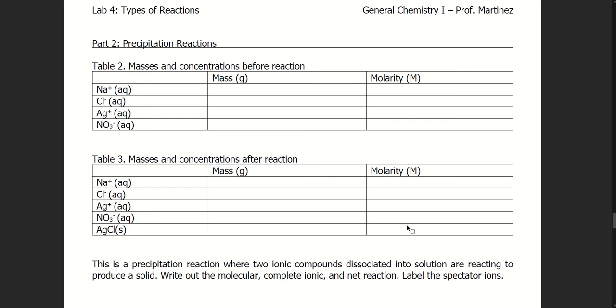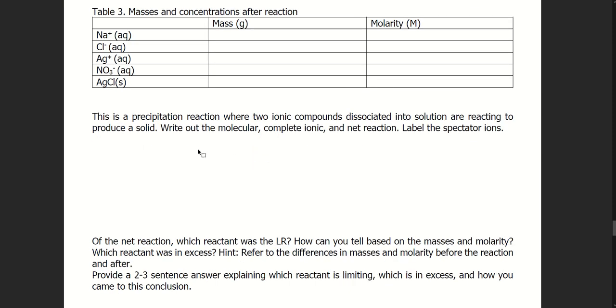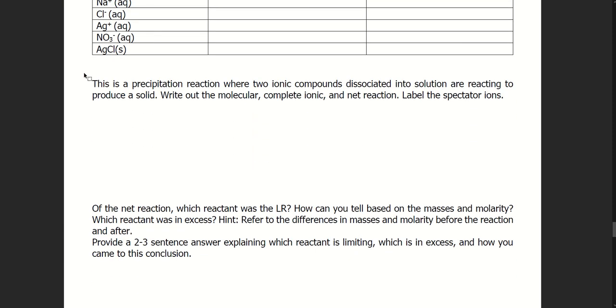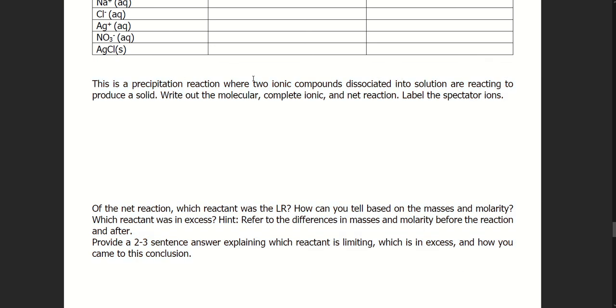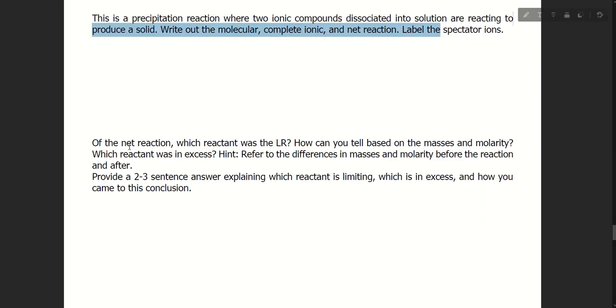That's the information that you're recording here, after that last step. Now from there, you're doing some follow-up work. So you're determining which one was the limiting reactant. You're writing out the precipitation reaction overall, the molecular, complete ionic, net, labeling the spectator. You're doing that here. And then from there, you're determining the limiting reactant.